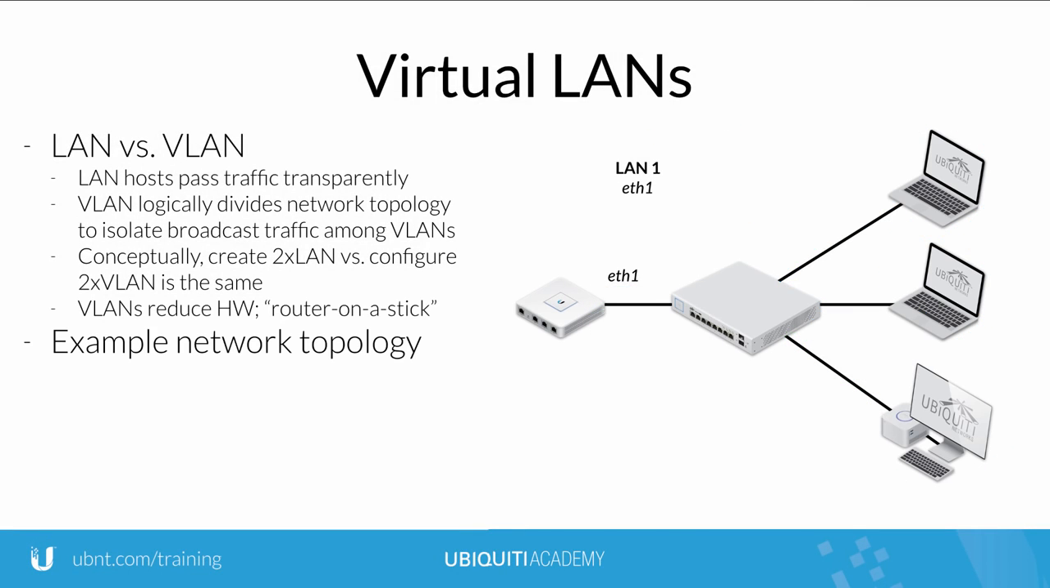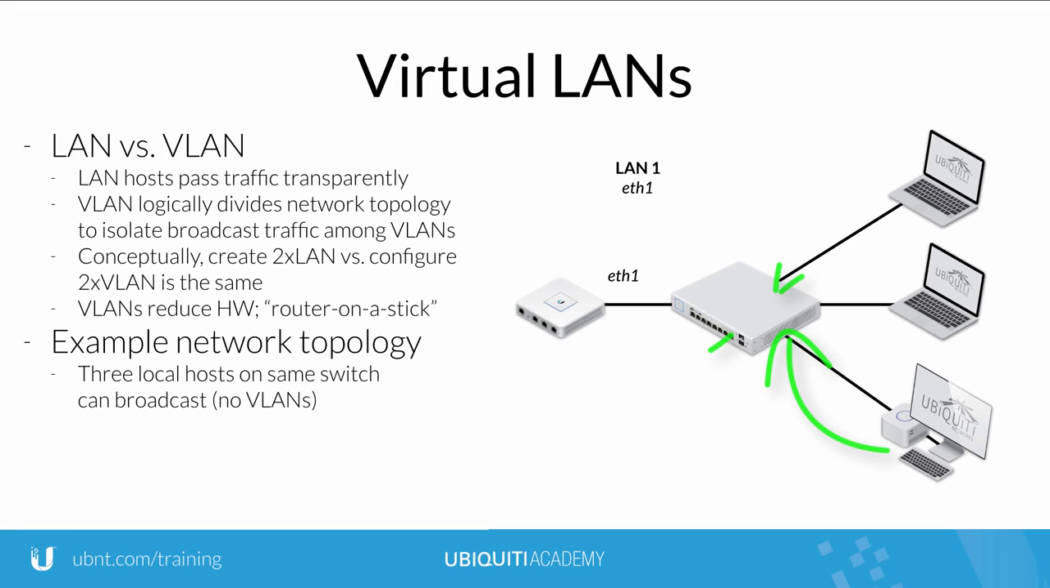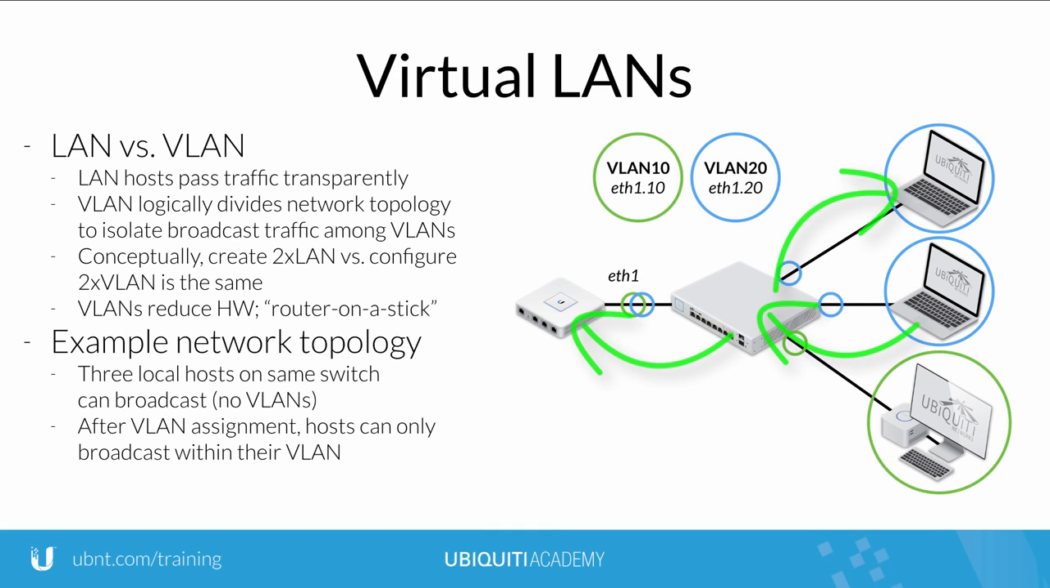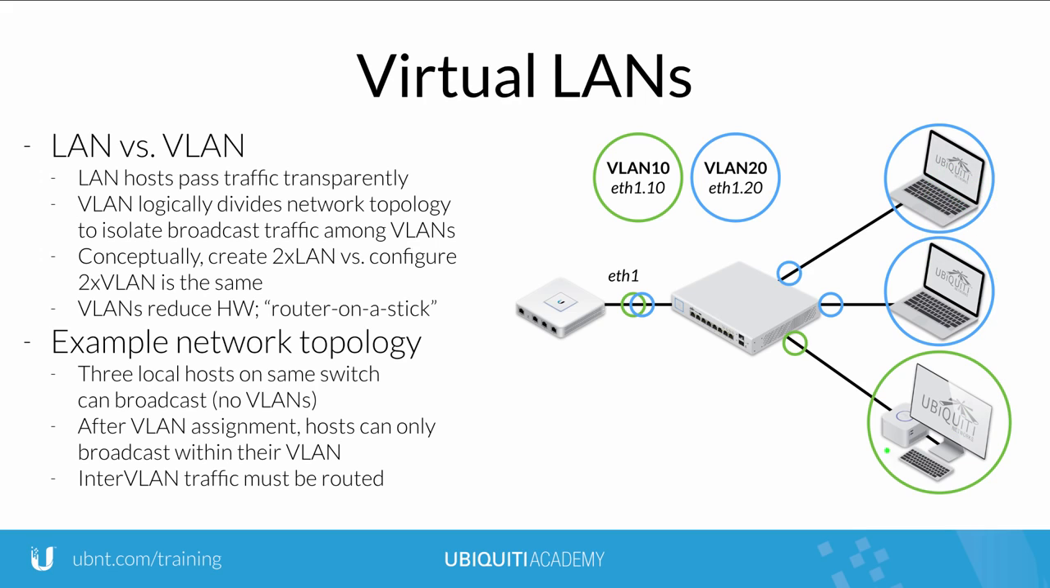In this example, three hosts connected to the same switch can reach each other via broadcast. However, once assigned to a VLAN, hosts can only broadcast to other hosts in that same VLAN. Inter-VLAN traffic, therefore, requires a router or a Layer 3 switch, capable of moving packets between networks.